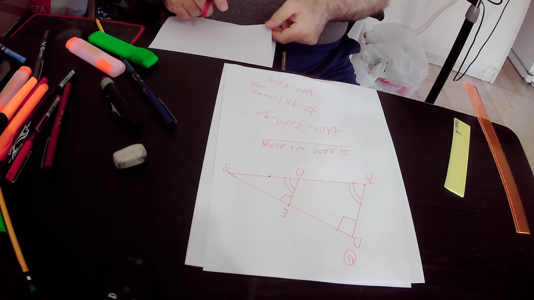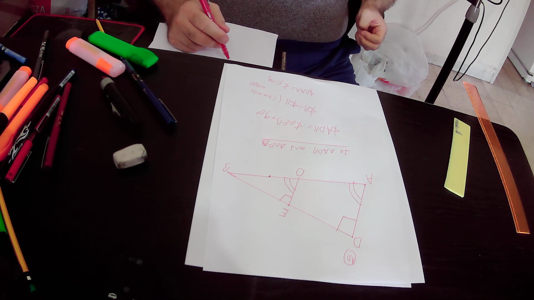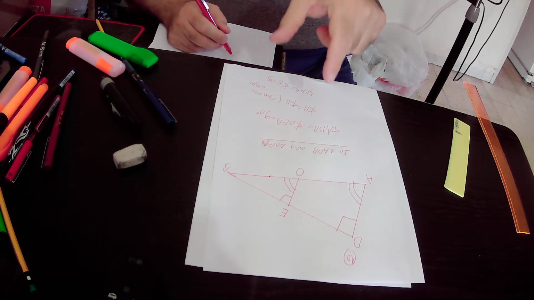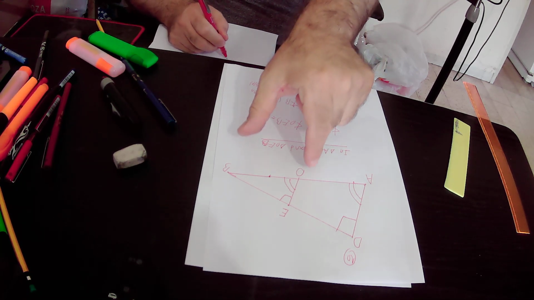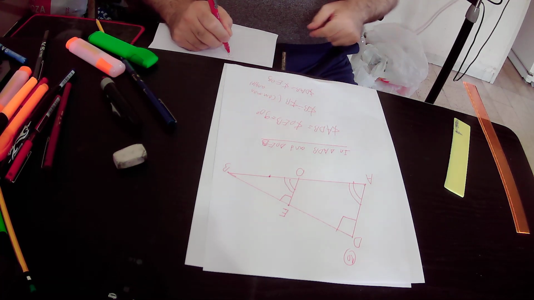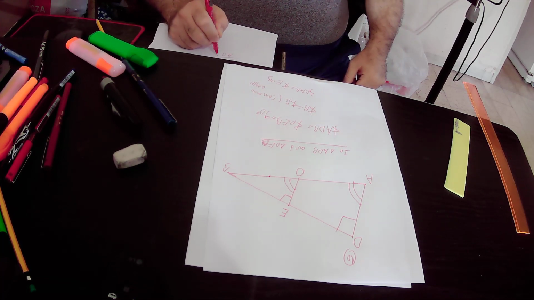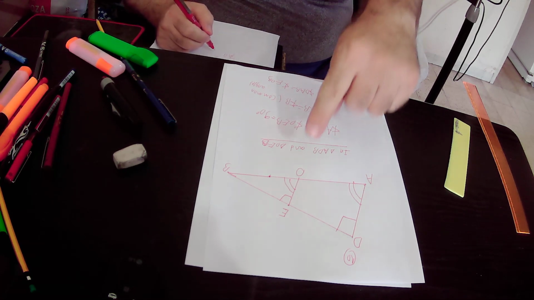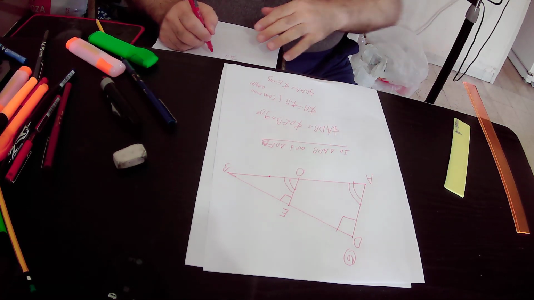The relationship states that OB over AB equals OE over AD.